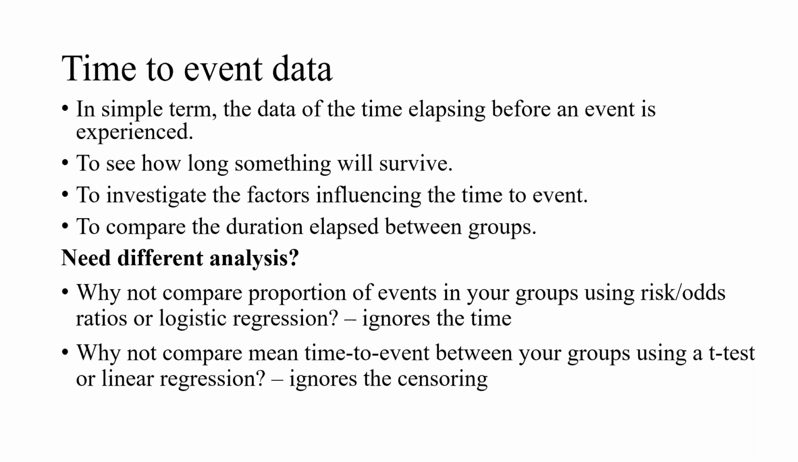But when we do a time to event analysis, we want to analyze at the same time the occurrence of the event and the duration until that specific event happens. So the proportions will ignore the time. And why not compare the mean time to event between groups using a t-test or linear regression or any sort of generalized linear models, which we have discussed in the previous classes? What will happen is it will ignore the censoring. So what is censoring? We will move on to the next slide to see what censoring is.